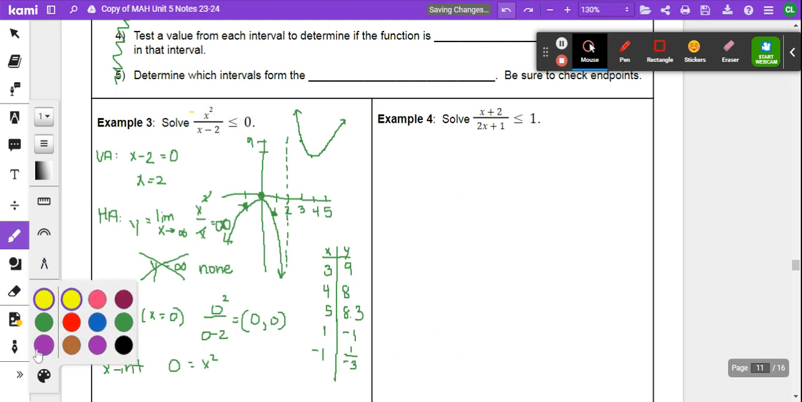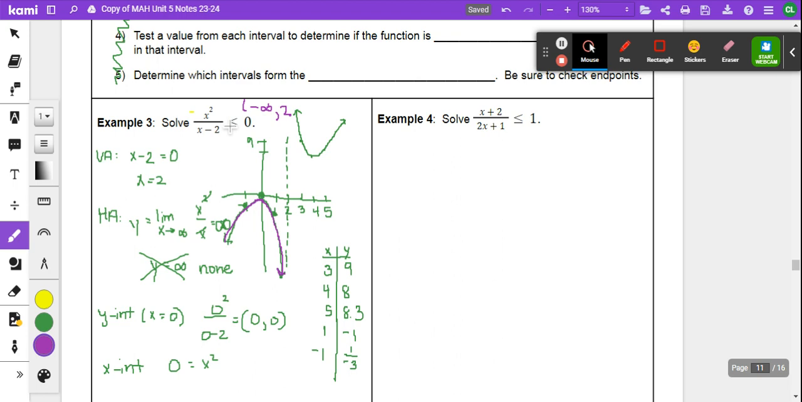Finally, my last order of business here is to answer this question. Where is the graph below the x-axis or touching it? And it looks like this. It's all of this piece, and since it says it can touch, I can go through 0, and I just keep going. So my answer is going to be from -infinity to 2.